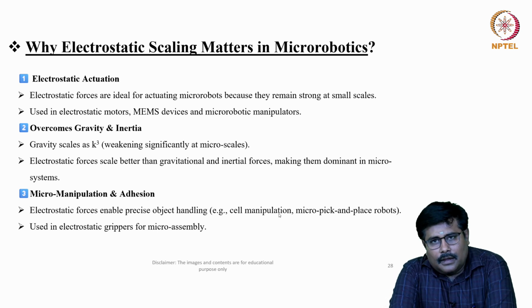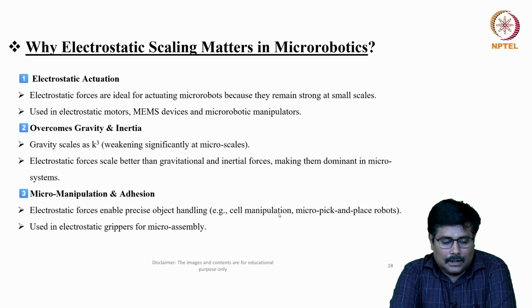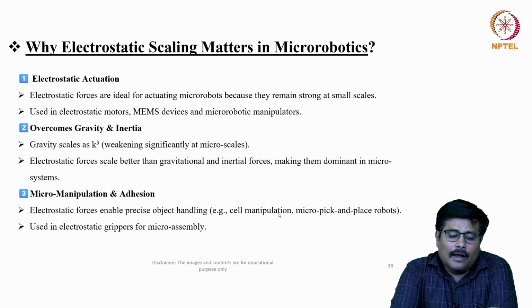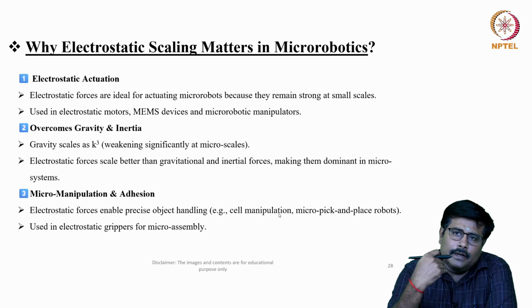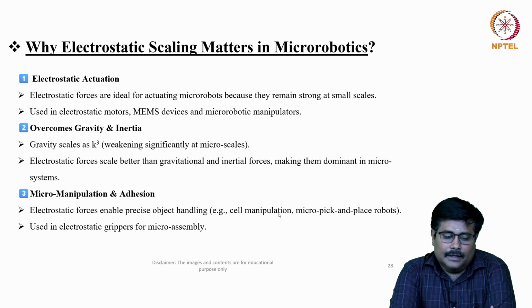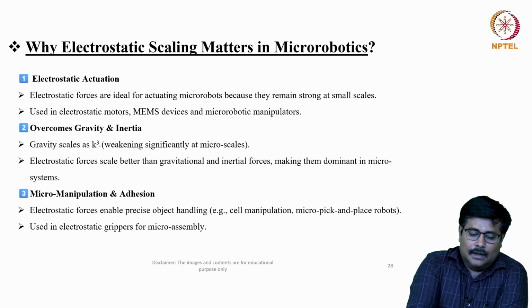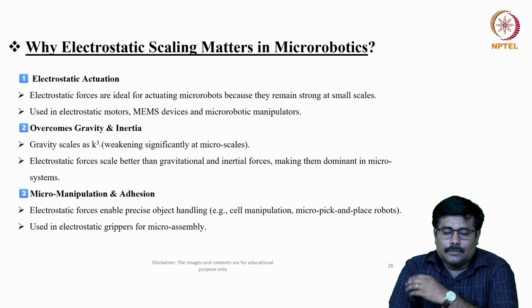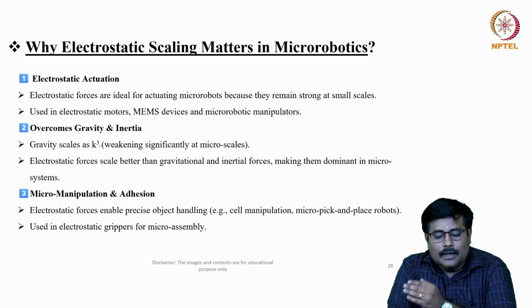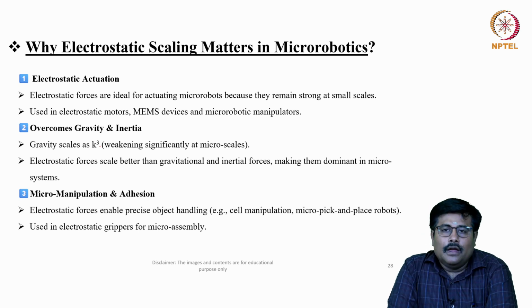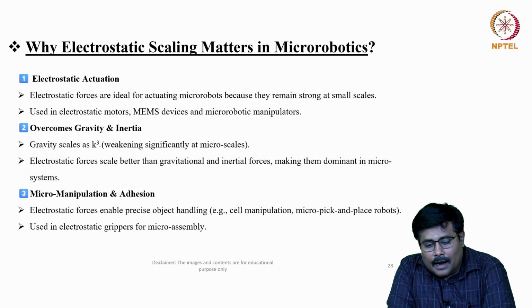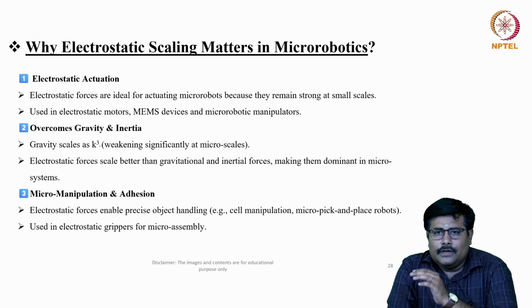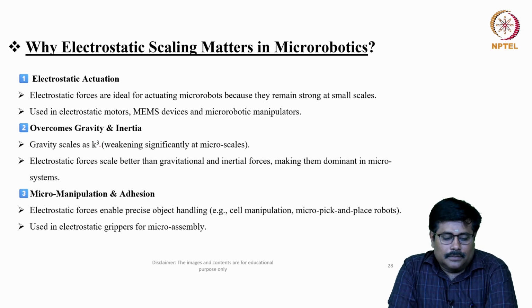Now, one of the key advantages of electrostatic actuation is that gravity scales as k cube. That is, it has the capability to overcome gravity and inertia. So gravity, which we can represent as k cube, weakens significantly at microscales. In addition, electrostatic forces scale better than the gravitational and inertial forces, which makes them dominant in microsystems.